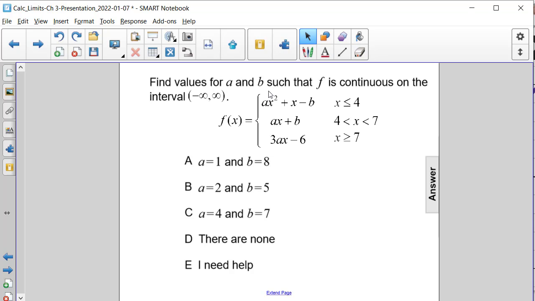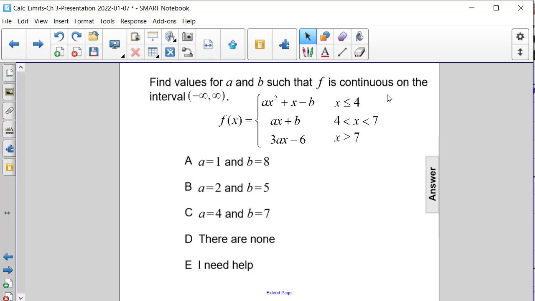Find the values for a and b such that f is continuous on the interval from negative infinity to infinity. Well, we have f of x being equal to a times x squared plus x minus b for x values less than or equal to 4. We have it being equal to ax plus b for x values between 4 and 7, not including 4 and 7. And it's equal to 3 times ax minus 6 for x values greater than or equal to 7.